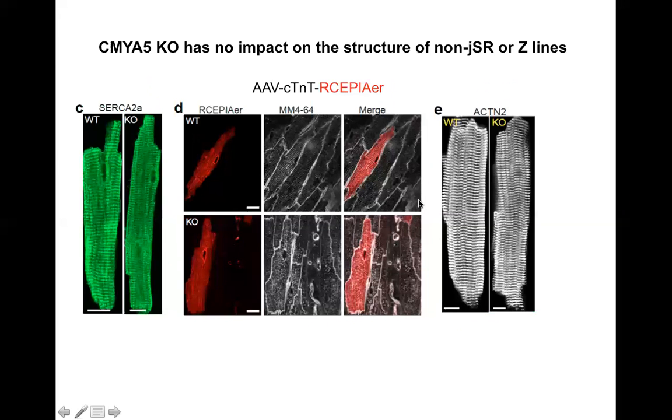So next, we went on to check the SR component. We scanned the circle and found that the patterns were quite similar to the wild type. Consistent with this, we expressed an SR-targeted fluorescent protein into the heart via AAV-mediated gene transfer and found the gross morphology of the SR was actually not changed. In addition, the Z lines also appeared quite normal, as indicated by the marker actinin 2.